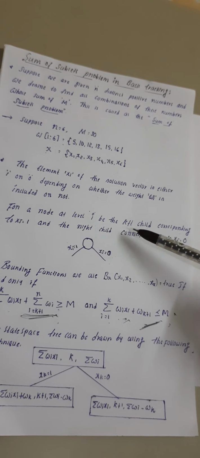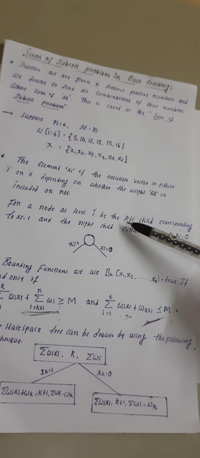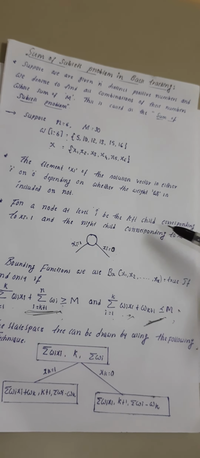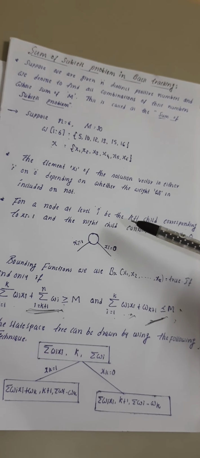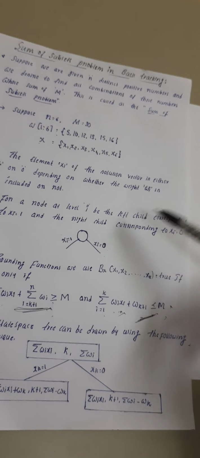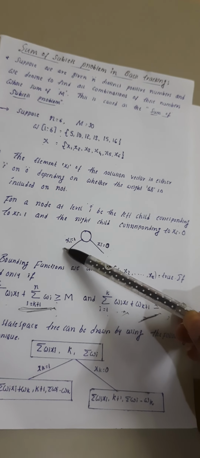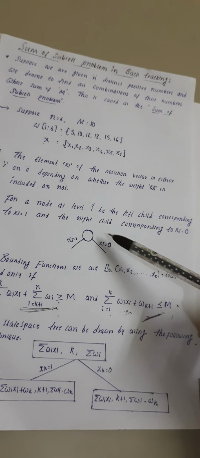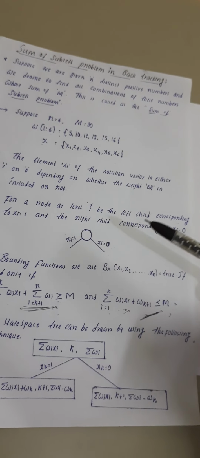For a node at level i, the left child corresponds to xi is equal to 1 and the right child corresponds to xi is equal to 0.